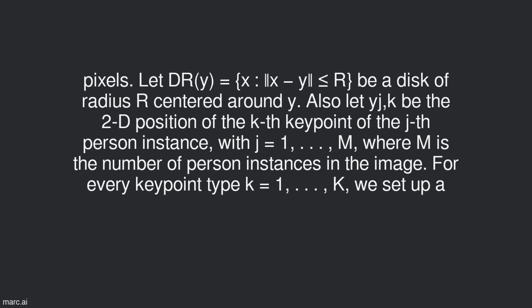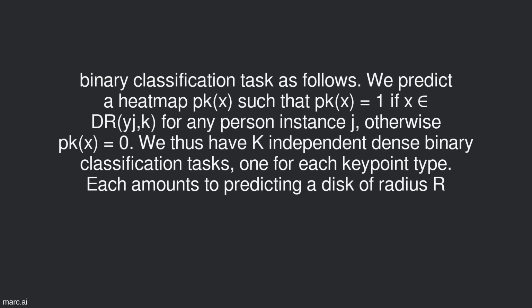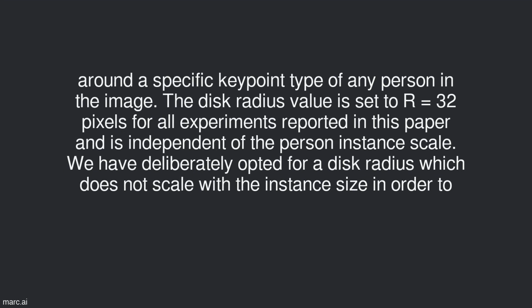For every keypoint type k=1,...,K, we set up a binary classification task as follows. We predict a heat map p_k(x) such that p_k(x)=1 if x ∈ D_r(y_{j,k}) for any person instance j, otherwise p_k(x)=0. We thus have K independent dense binary classification tasks, one for each keypoint type. Each amounts to predicting a disk of radius r around a specific keypoint type of any person in the image.